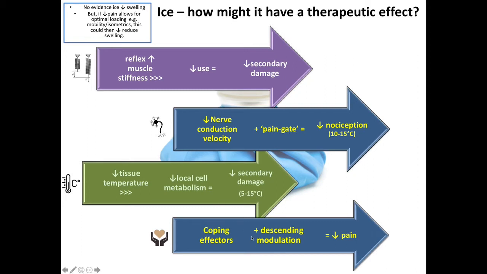And then linked in with that, really, we've got these coping effectors. If I'm using ice, I am doing something to help myself. I have some form of control. I also will be initiating these contextual factors that might optimize my opioid system to reduce my pain experience via descending modulation. So affecting the pain experience.